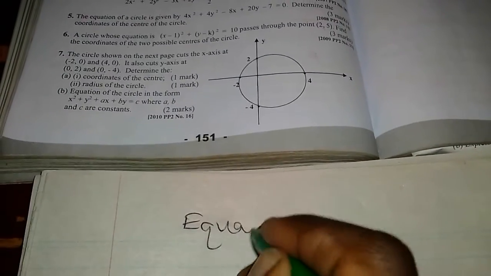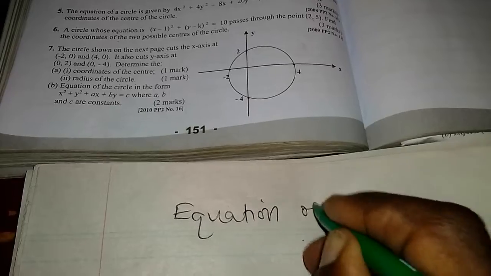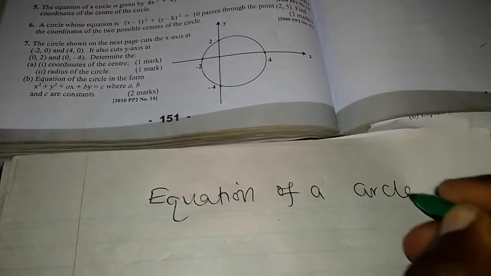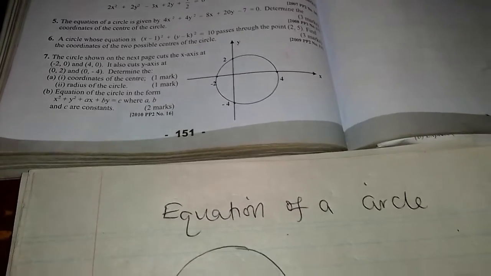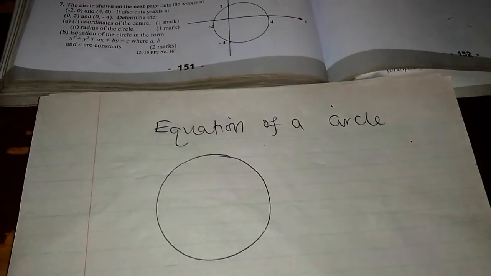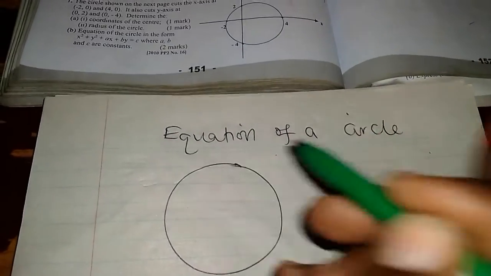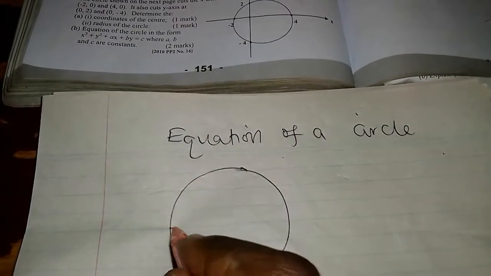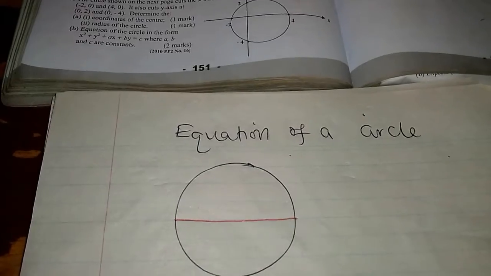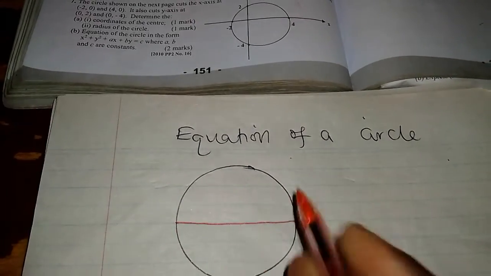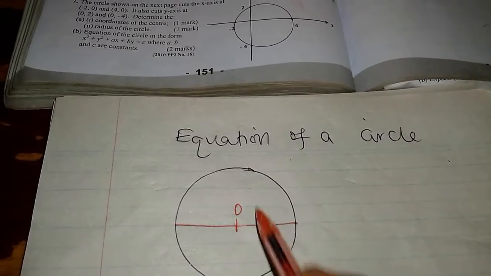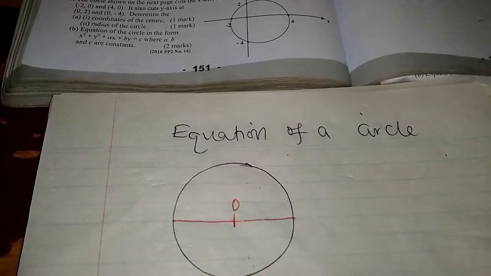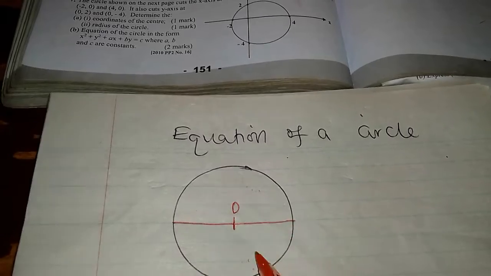So I'm going first to have the equation of a circle. Then I'll draw my circle. Good, that's a good trial. And in that case, I can first have what we call a diameter. A diameter must pass through the center of the circle, center O. It must equally divide the circle into two halves, so you can have two semicircles.